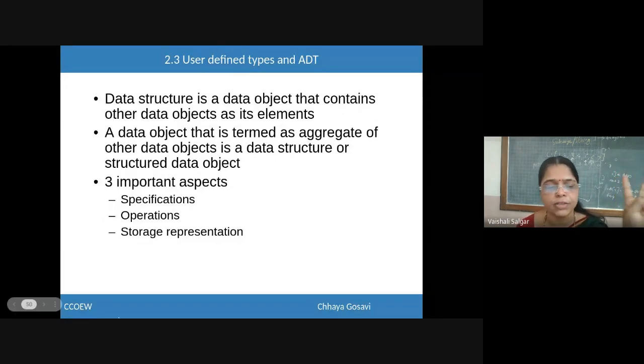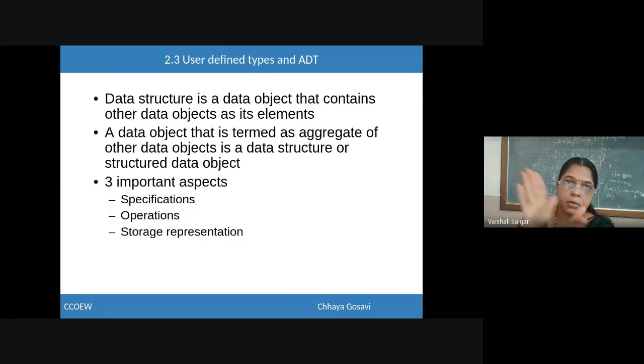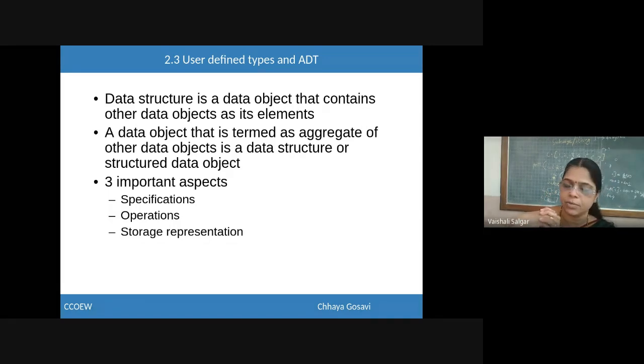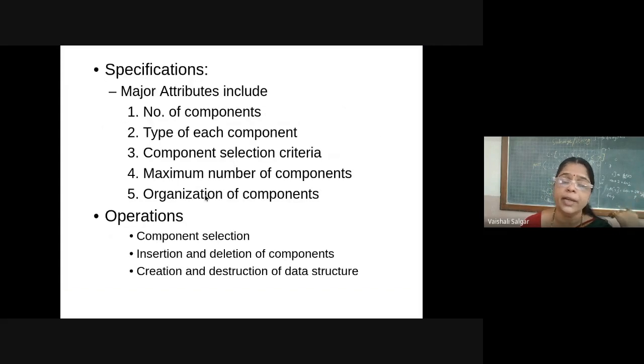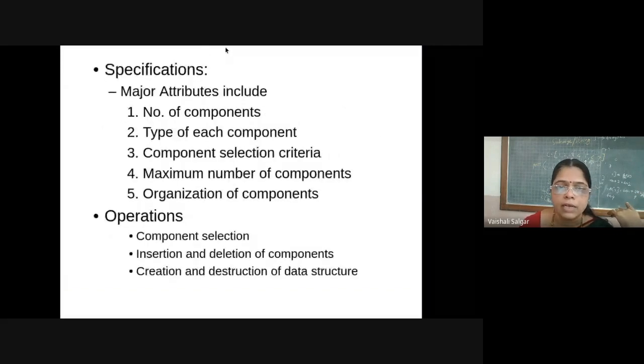So if you remember, in the first lecture of unit 2, we said that there are 2 types of data types: basic data types, and aggregated or structured data types. So in structured we said arrays, enum and all that. Whereas there are also structures or records which are going to have multiple data objects of different data types. So 3 important aspects as we have seen: specification, operation and storage representation, how it will be done. So shall we stop over here? We will see in detail in the next lecture.